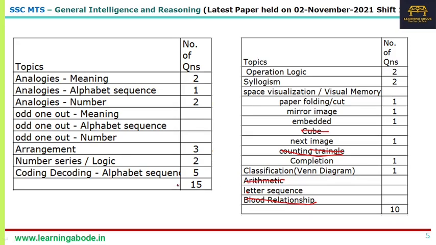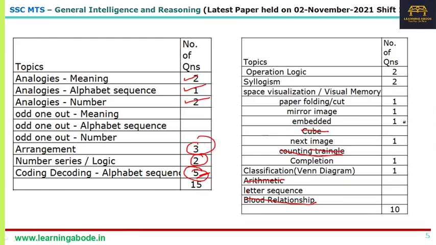So what was actually asked? See, coding, decoding, there are a lot of questions that were asked. I'll show you what are those questions. So coding, decoding, 5 questions were there based on alphabet sequence. And then analogies. There were 2 meaning based analogy questions, 1 alphabet sequence based analogy question, and 2 number based analogy questions. There are also 2 number series based questions, and 3 seating arrangement based questions, right?